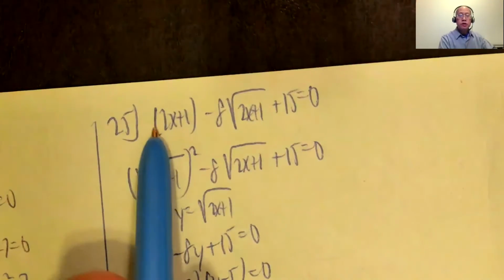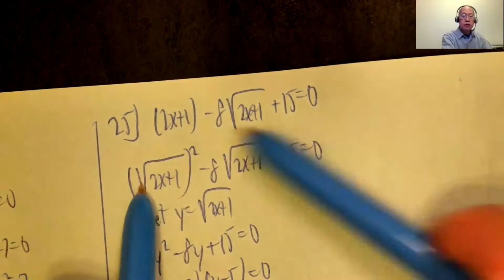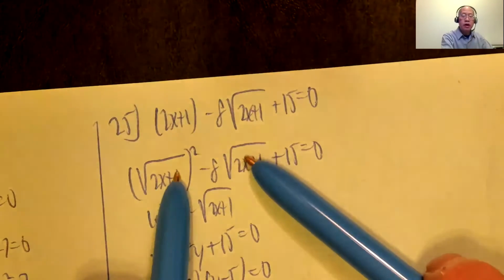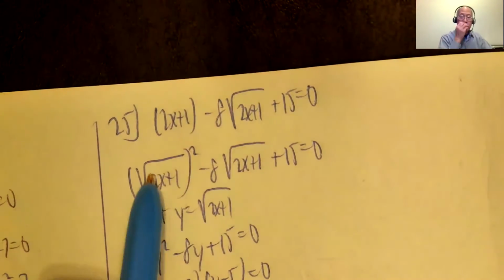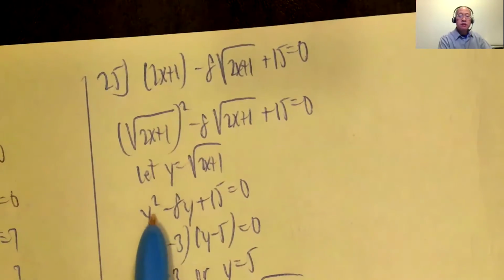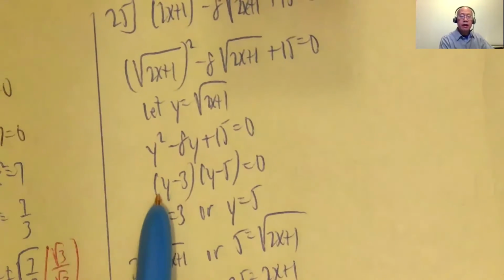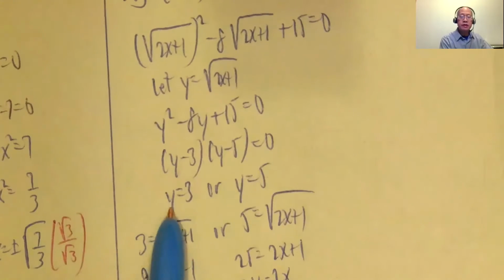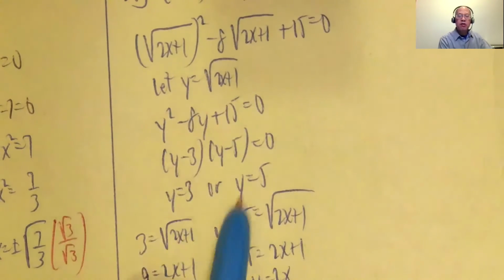Number 25 is similar. Treat 2x plus 1 as radical 2x plus 1 quantity squared. So I will substitute this thing as y. I can't use x because x is already in the problem. So let y be this square root stuff. So it's y squared minus 8y plus 15 equals 0. Factor: (y minus 3)(y minus 5) is 0. So that means y is equal to 3 or y equals 5. So 3 is that, or 5 is that.